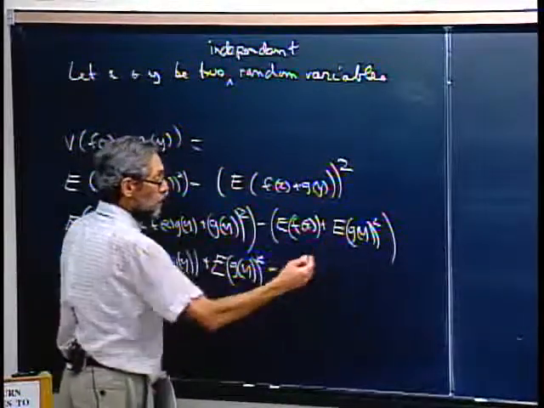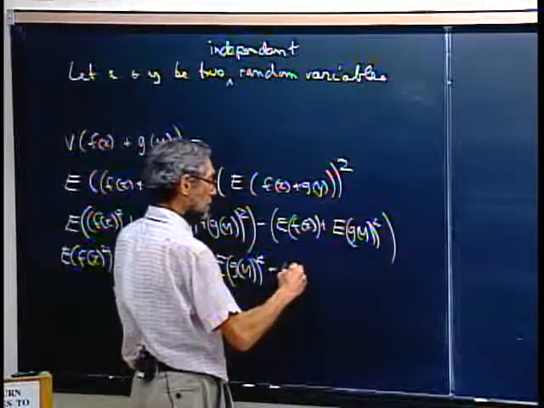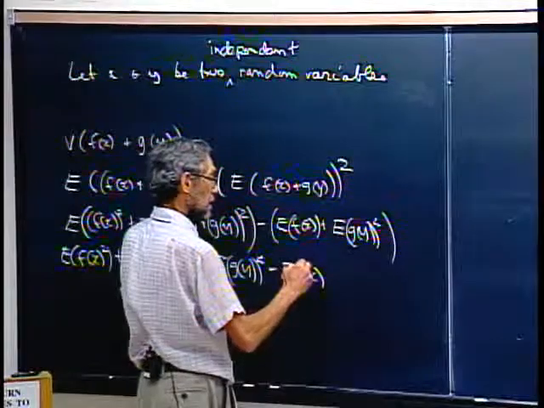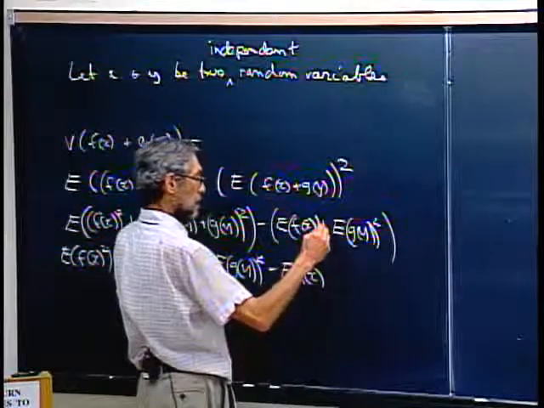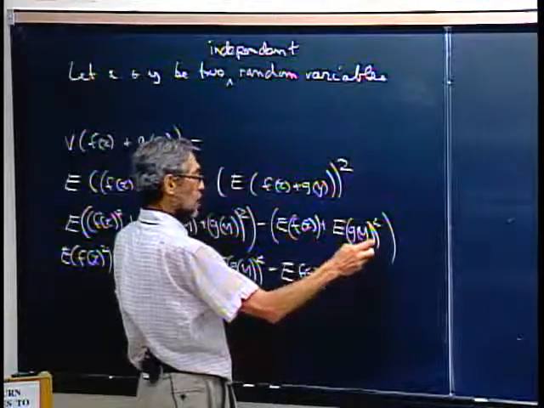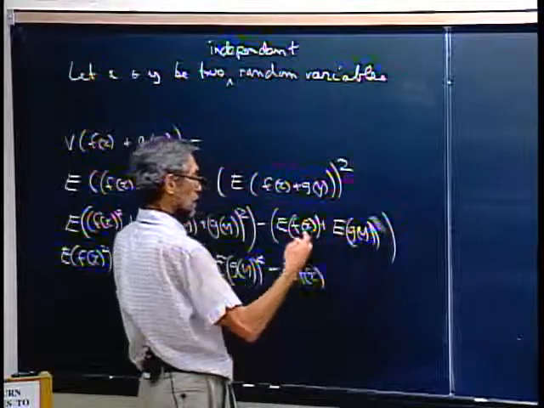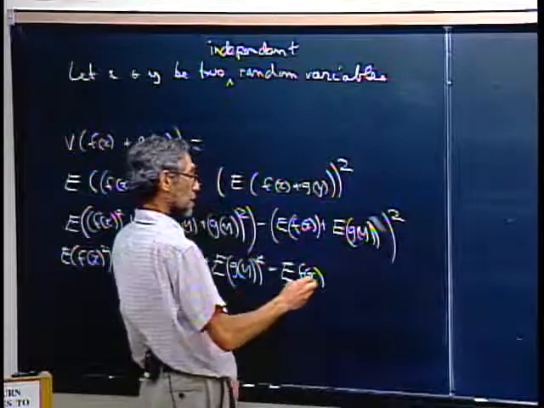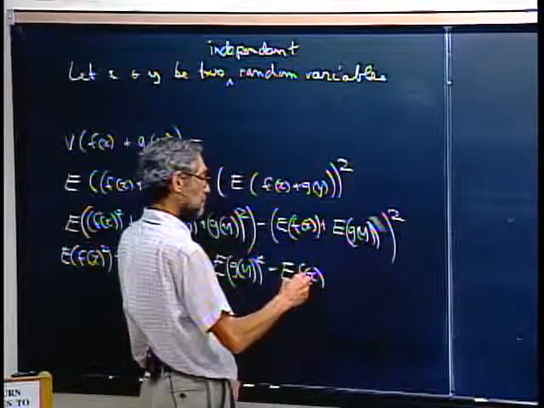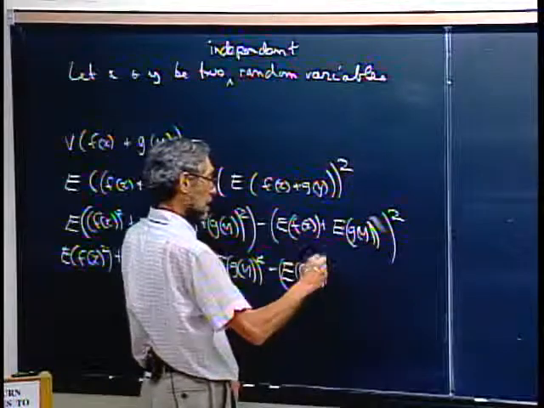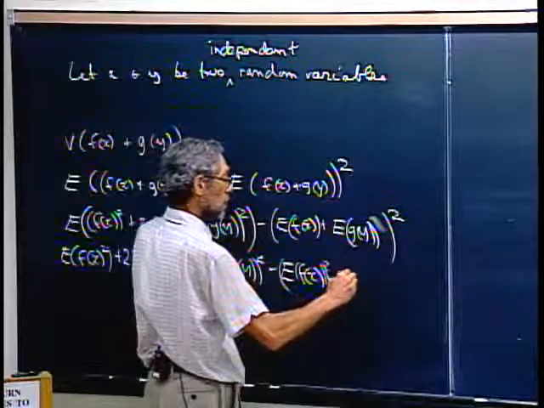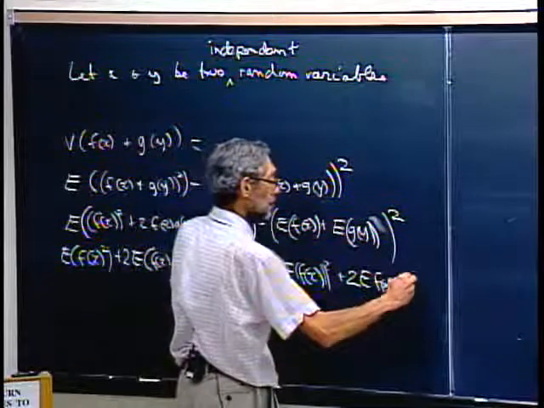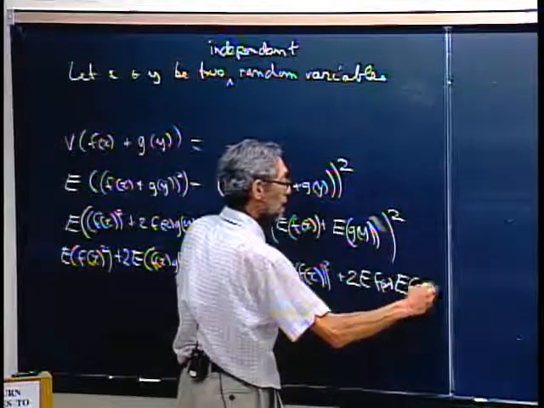And now this thing squared, I'm going to have minus the expectation of f(x). Let's see. I think my square is in the wrong place, right? I'm supposed to have the sum of these expectations and square them. So I have to take this expectation and square it, plus twice the expectation of f(x) times the expectation of g(y).